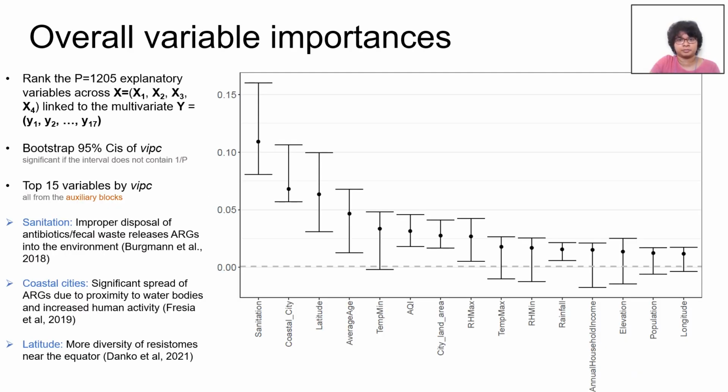When we looked at overall variable importance, we found that all our non-genetic factors or auxiliary variables turned out to be the most important. The rankings for these non-genetic factors agree with current literature. For instance, with regards to sanitation, it was found that improper disposal of fecal waste releases ARGs into the environment. As for coastal cities, we note that the proximity to water bodies and higher levels of human activity promotes the spread of ARGs. And also, a 2021 study explained the role of latitudes, finding more diversity of resistomes occurring near the equator. We have several other relationships which are further elucidated in our paper.